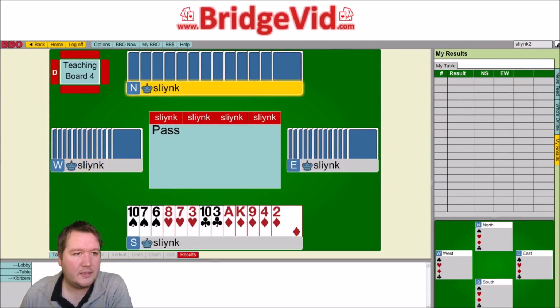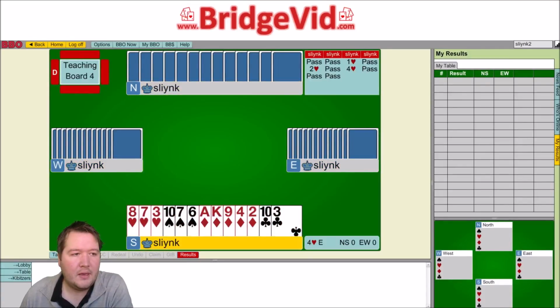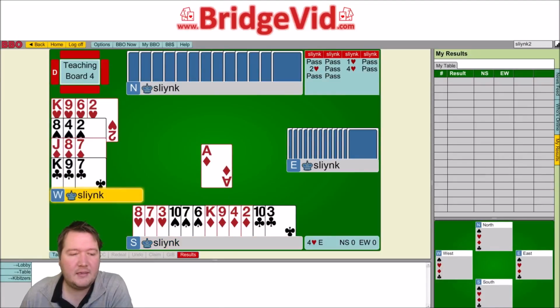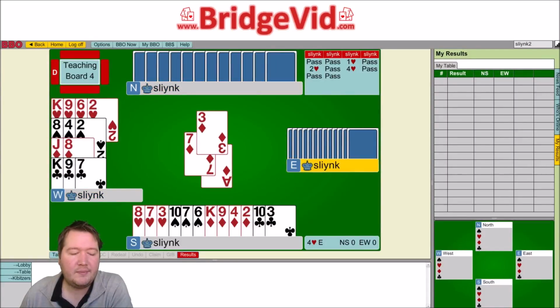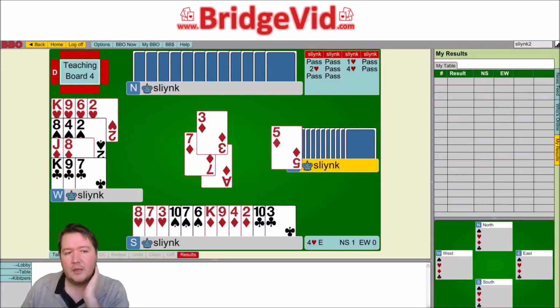Here it goes pass, pass, 1 heart, pass, 2 hearts, pass, 4 hearts. Okay, and we've got ace, king, fifth diamonds, so we could lead the ace of diamonds here. And this would ask for low encourage. So if it goes here and our partner plays the 3, we've got some choices here.